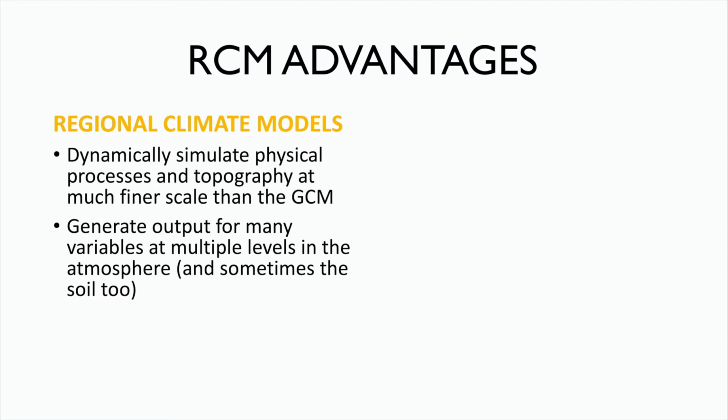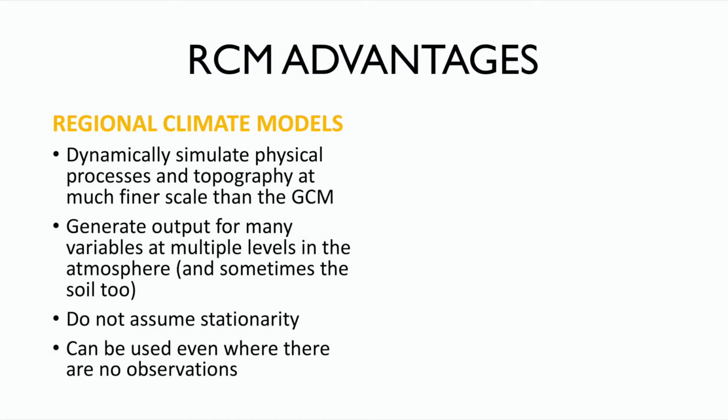They can often give you hourly or 3-hourly outputs as well. Some GCMs do, but not many, just because the data is so big, so they don't often save those files. But RCMs often do give 3 or 6 hourly outputs too. RCMs, regional climate models, also generate output from many variables at multiple levels in the atmosphere, so not just at the surface, but all the way up, and sometimes for soil levels too.